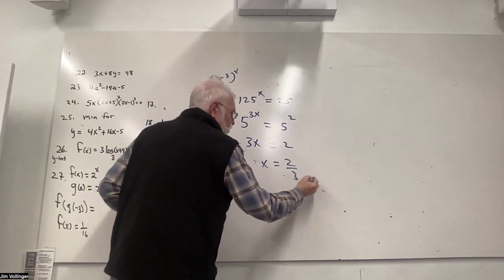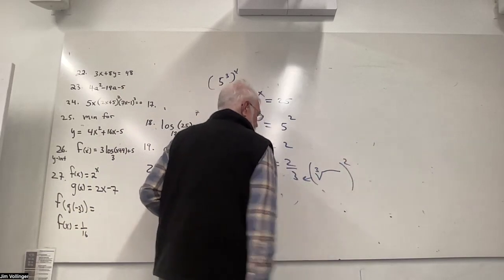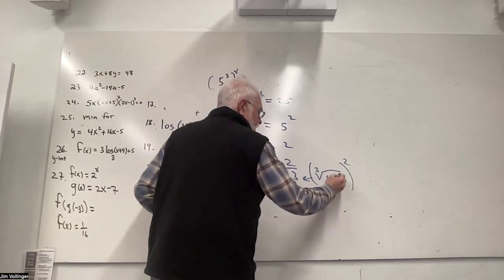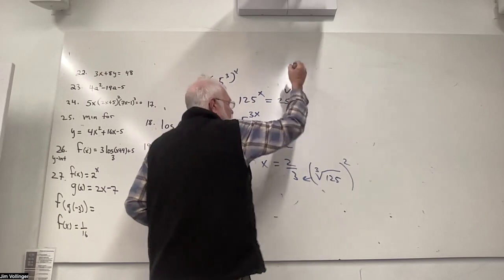So I got some cube rooting, and then I'm doing some squaring. And what am I working on? I'm working on 125. So what's the cube root of 125? 5. Squared, 25.